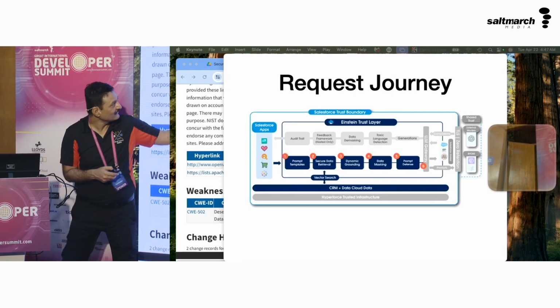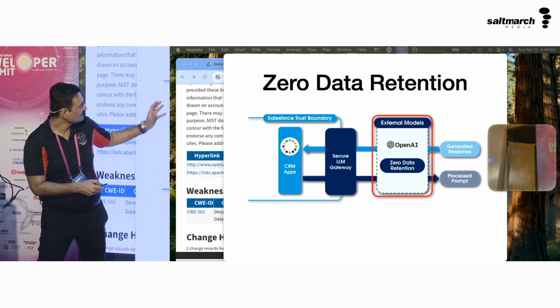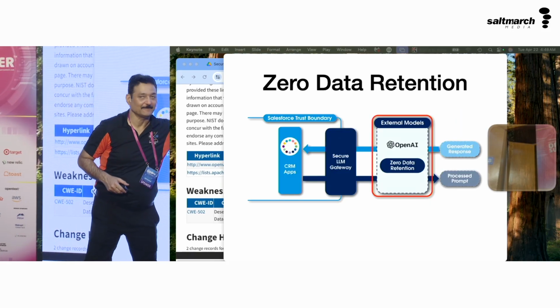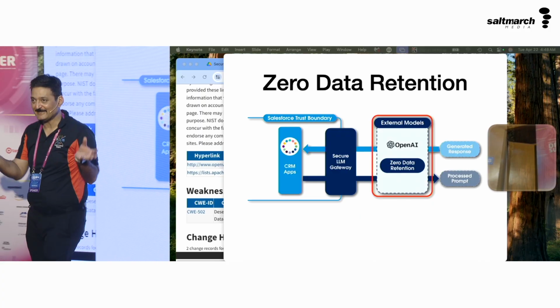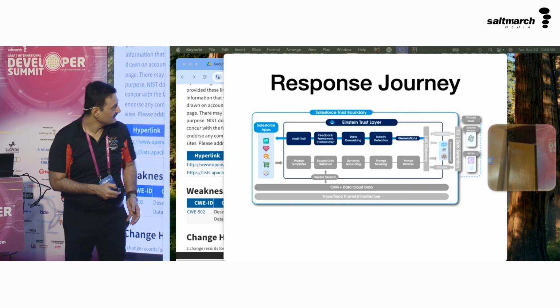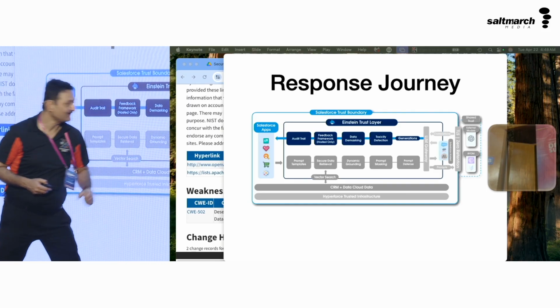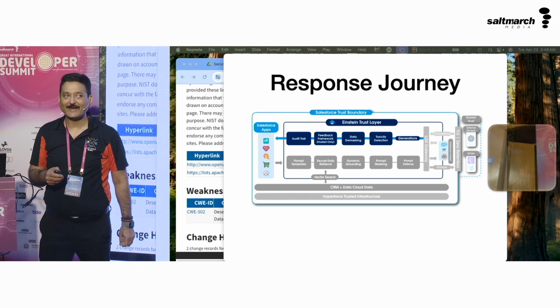Now what's happening is the request journey is coming back. We went through all these models, and then we do zero retention in OpenAI. We are not retaining any data, and OpenAI does not retain any data for us. And then after that, I'm coming back. Generated data is coming in. Toxicity detection. Why toxicity detection?